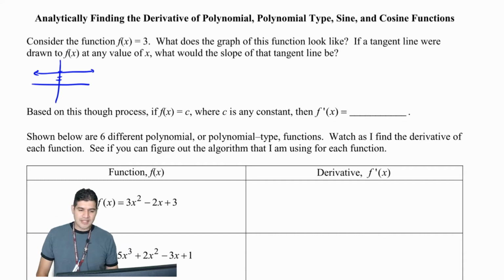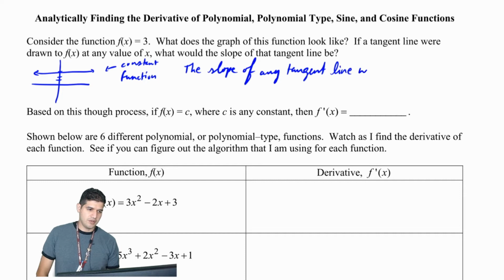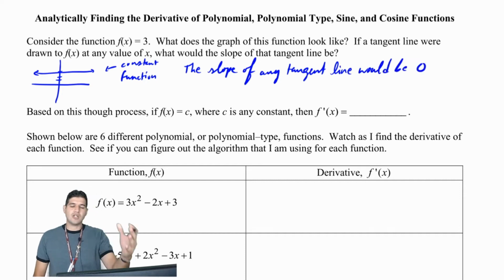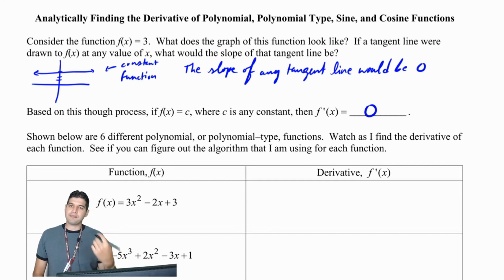Well, this is a constant function. And so the slope of any tangent line would be 0. Because the slope's already 0, so any tangent line over the entire domain of that function would also be 0. So we know that if f of x equals any constant, then f prime of x will equal 0, because f prime, the derivative, means tangent line.